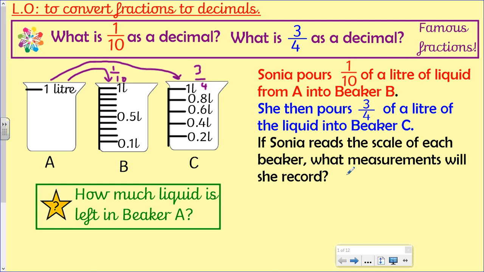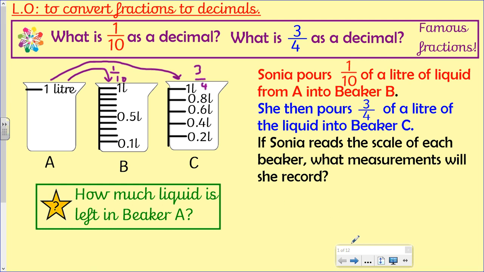Okay, so look at the scale here. Look at the scale here. They are different. Think about what measurement she might record. It's all going to be litres, and they're going to be decimal answers. Your challenge is how much liquid is left in beaker A. So when Sonia's poured out 1/10 of a litre and 3/4 of a litre, what is left?